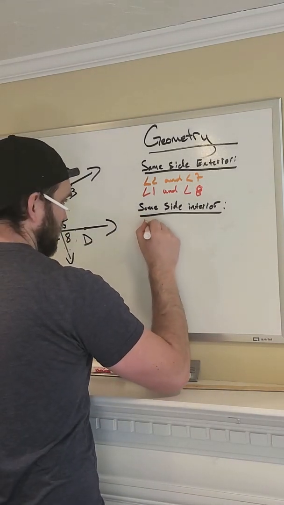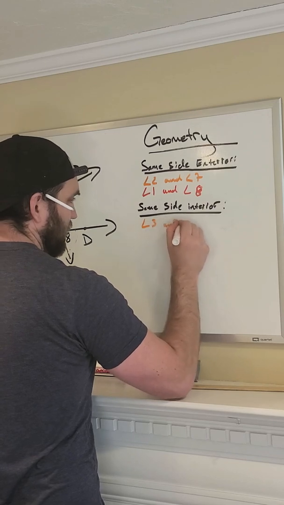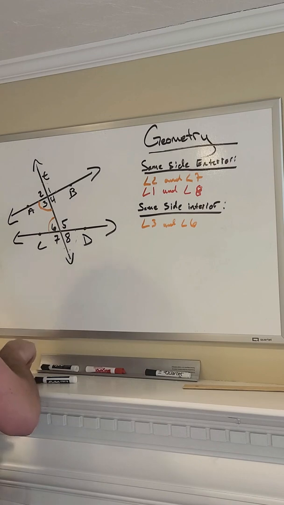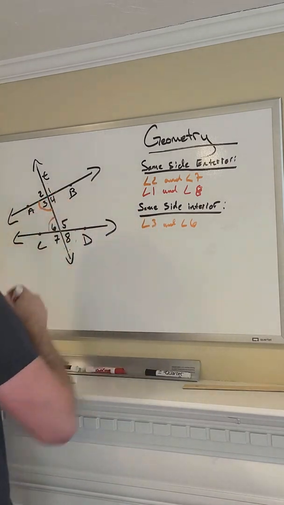So angle 3 and angle 6. And then same thing on the other side. On the right side of the transversal, now we have 4 and 5.